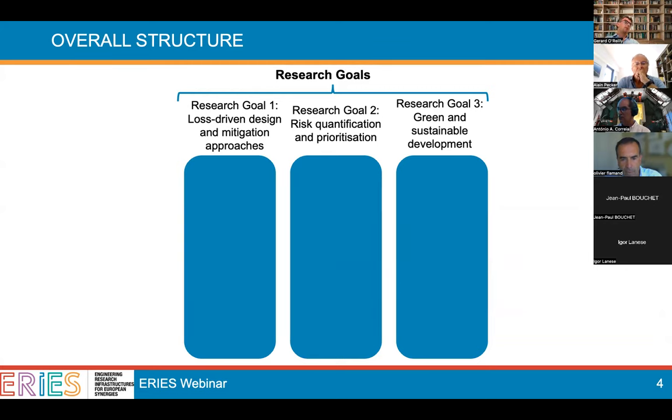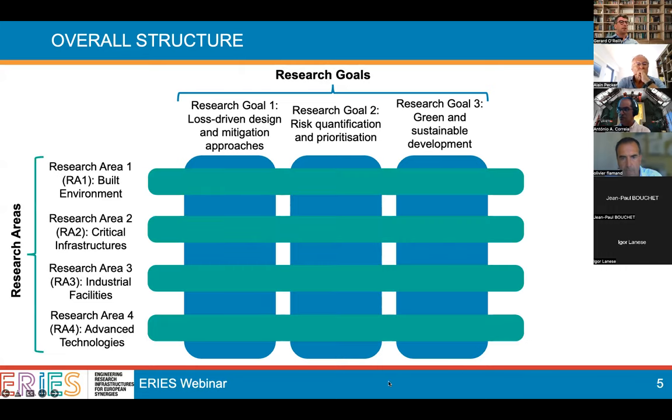But when we move down to what we're calling the research areas, and we start to get something looking like this, we have a more horizontal approach. The idea here is that we have different areas in which we can conduct some research and experimental testing. These would be related to the built environment, critical infrastructures, industrial facilities, and also advanced technologies. These are different areas of engineering that can be looked at in different respects, but also can be addressing the three different research goals we had looked at before.